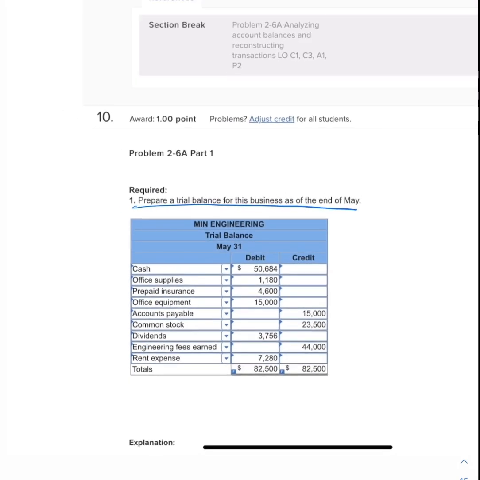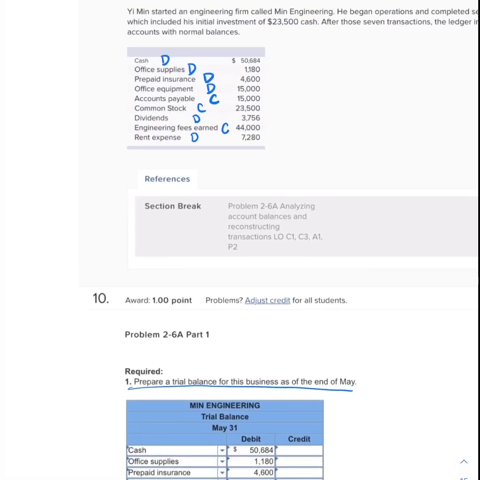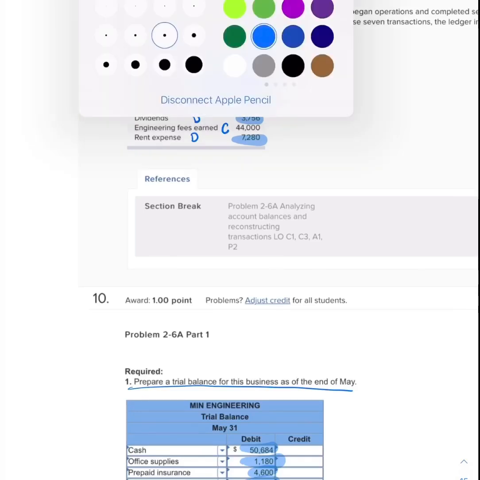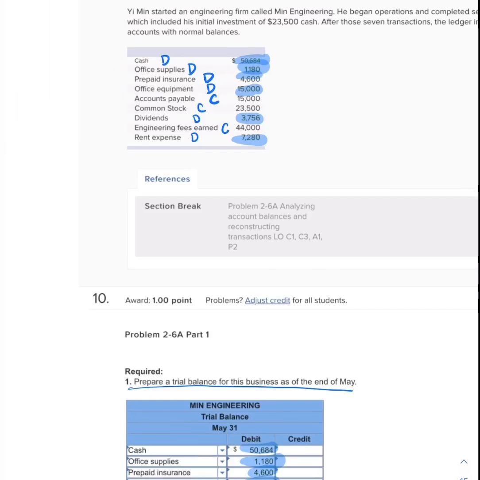So now when you come down, you'll see cash on the debit side. So we'll just go down $50,864. Office supplies $1180. Prepaid insurance $46. Office equipment $15,000. The next debit that we see is dividends $37.56, and rent expense $72.80. Now for the credit side, we'll use yellow, and we'll see that we have $15,000 in accounts payable, $23.5 in common stock, and $44,000 in engineering fees earned.